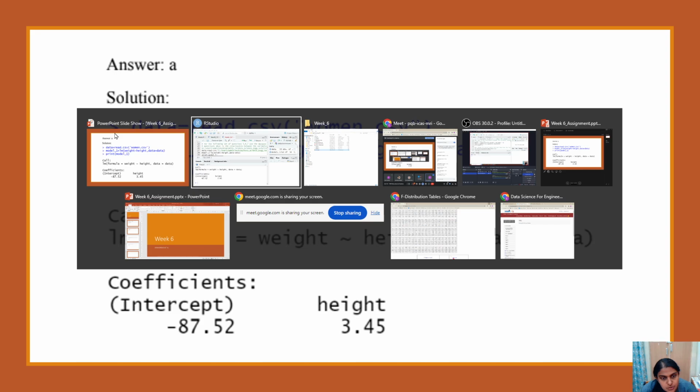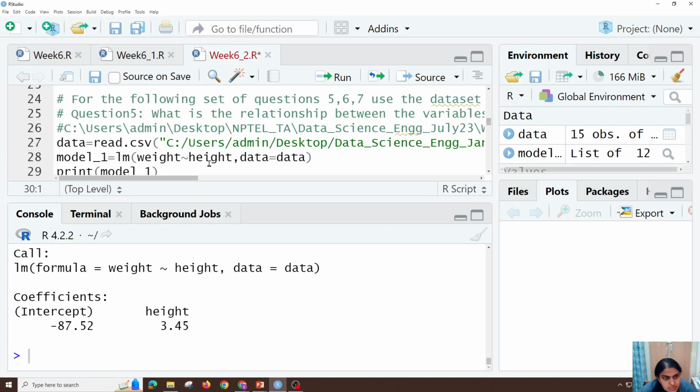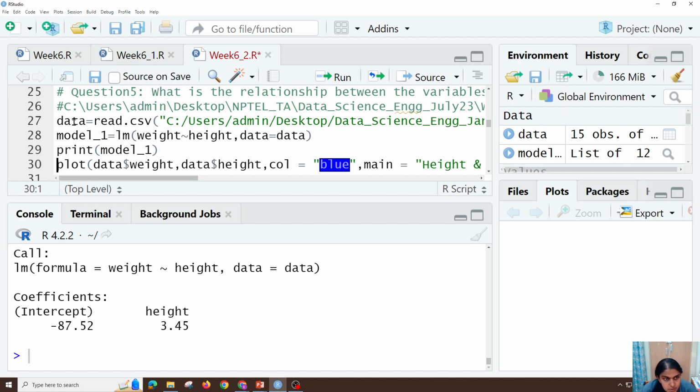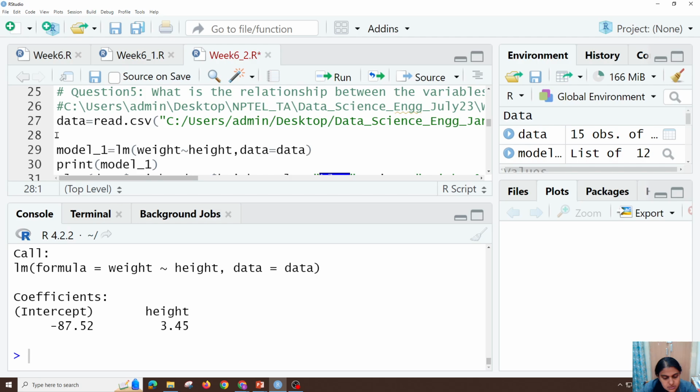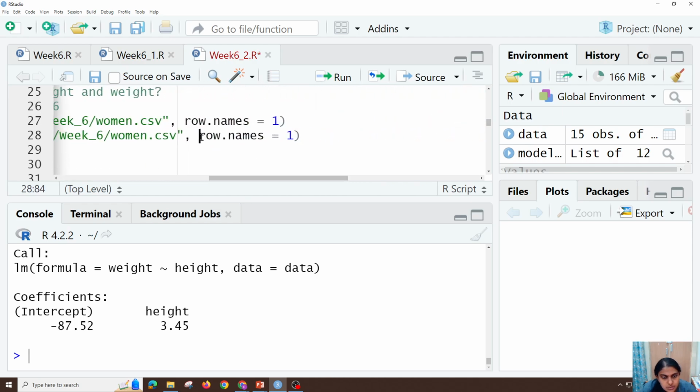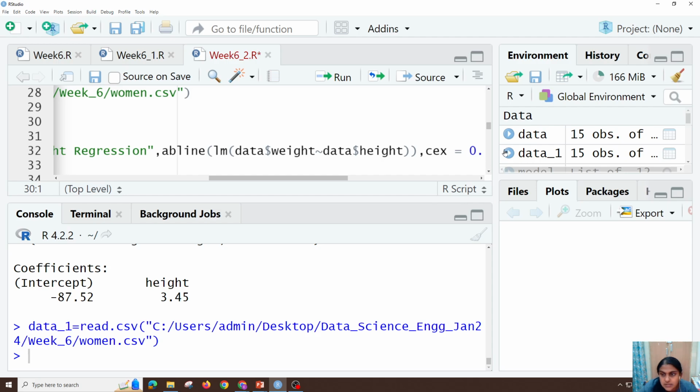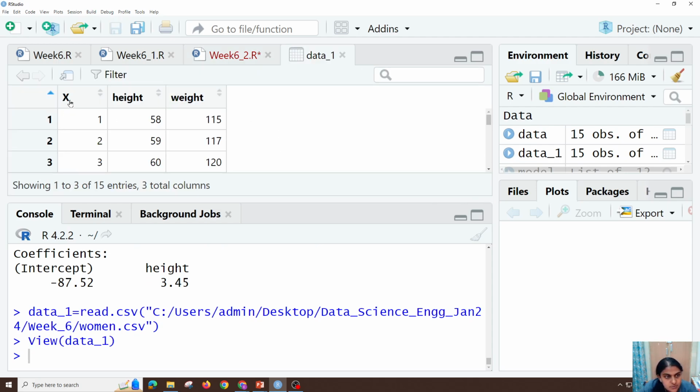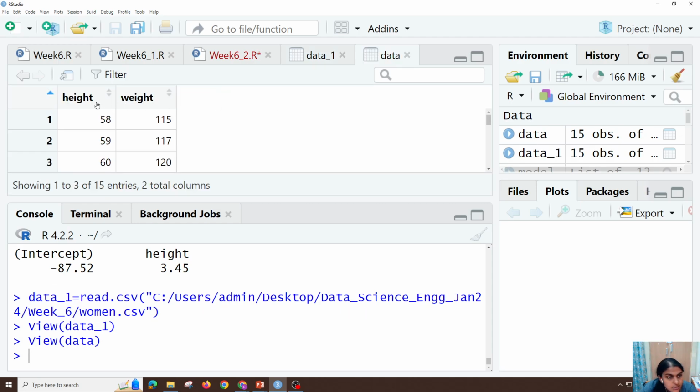If you give only header equal to 1 style settings, then your first row will be taken as a column name. Let me put here data 1 with read.csv, and I am not putting anything for row.names equal to 1, and I am just running this one. Then data 1 will be displayed in this way. You can see here one extra thing has come. Let me put the other one also, and see the difference.